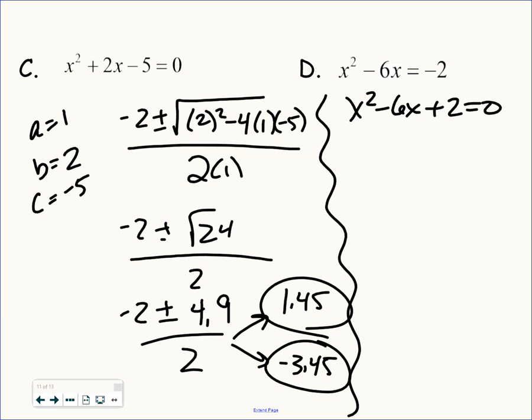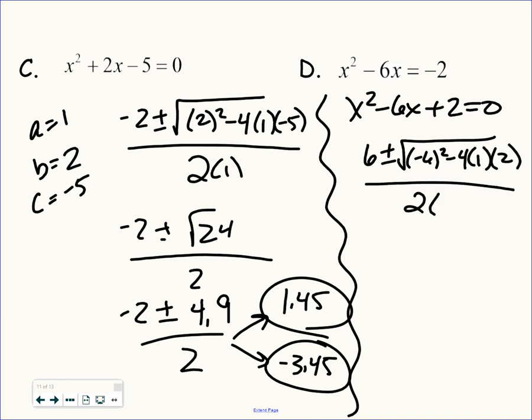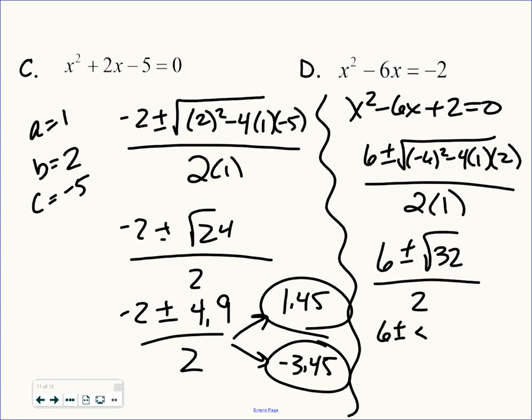Again, nothing that I see here ultimately allows me to factor. So negative b plus and minus the square root of b squared minus 4ac all over 2a. Well, I see that this is going to have a bit of a problem. Square root of 32. So on my calculator now, I'm going to take the square root of 32, which is 5.66. So 6 plus or minus 5.66 divided by 2, which is then going to split into two answers.